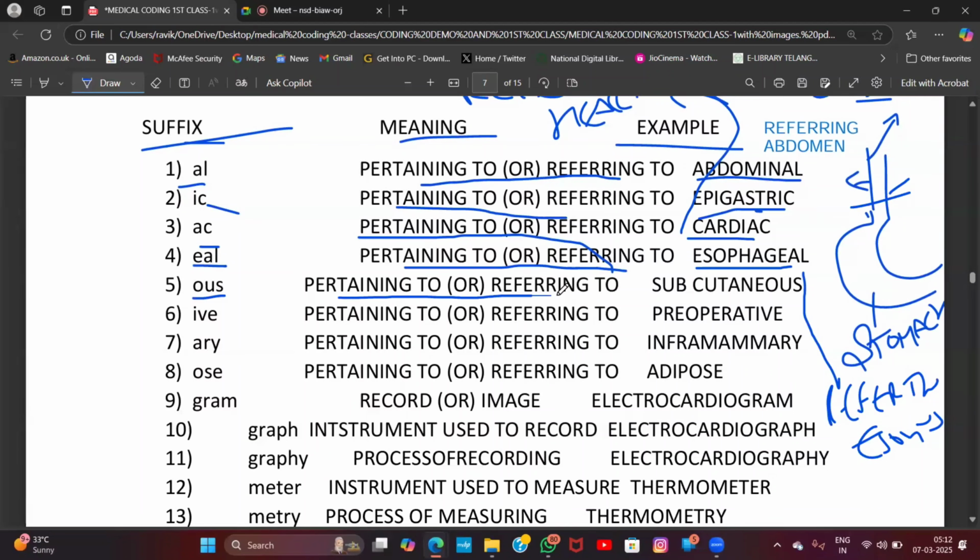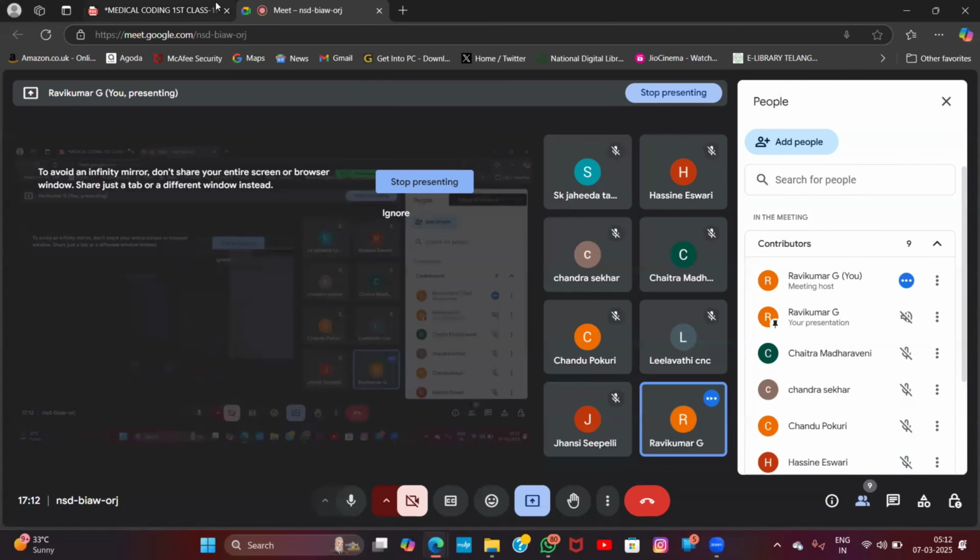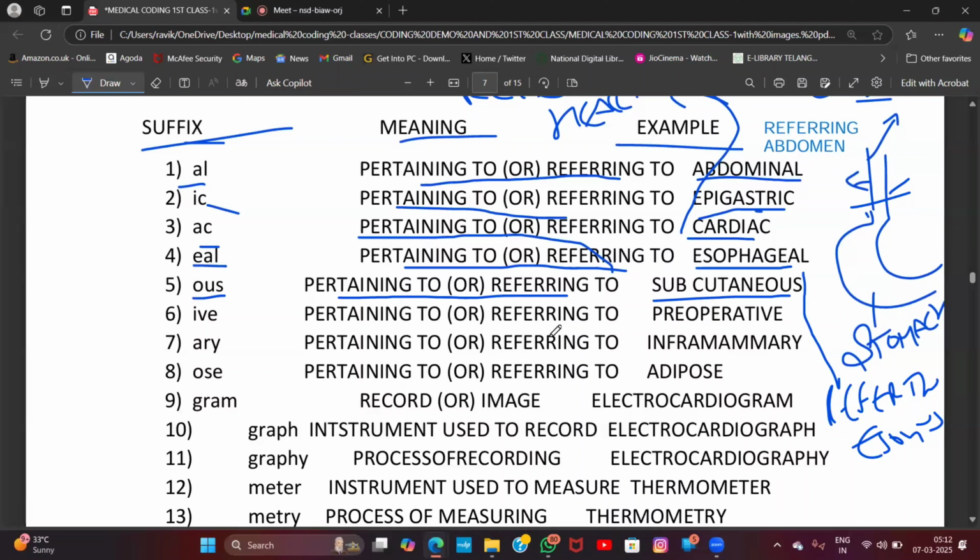-Ous is nothing but pertaining to or referring to. Subcutaneous. Yes, please mute yourself. I'm sorry for the disturbance. The -ous is also the same, pertaining to or referring to.